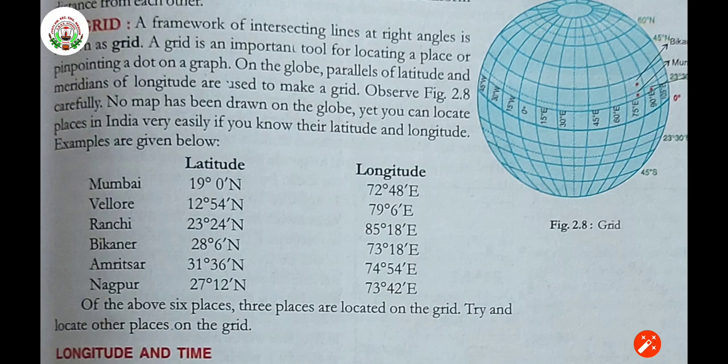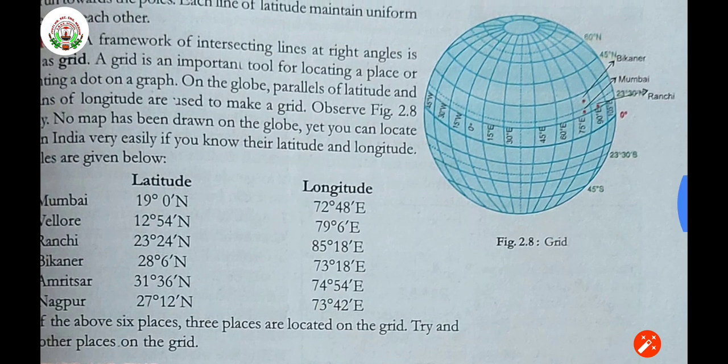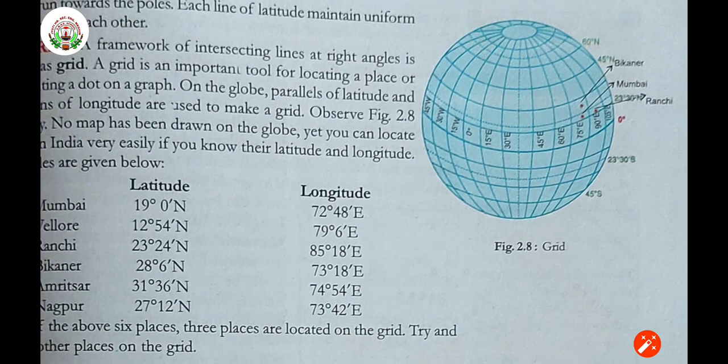Of the above 6 places, 3 places are located on the grid line. See Mumbai. North means upside, right? So where it is, the places are being located, you can see. And longitude is 72 degree 48 minutes. So here it is 72, before it is going to come.